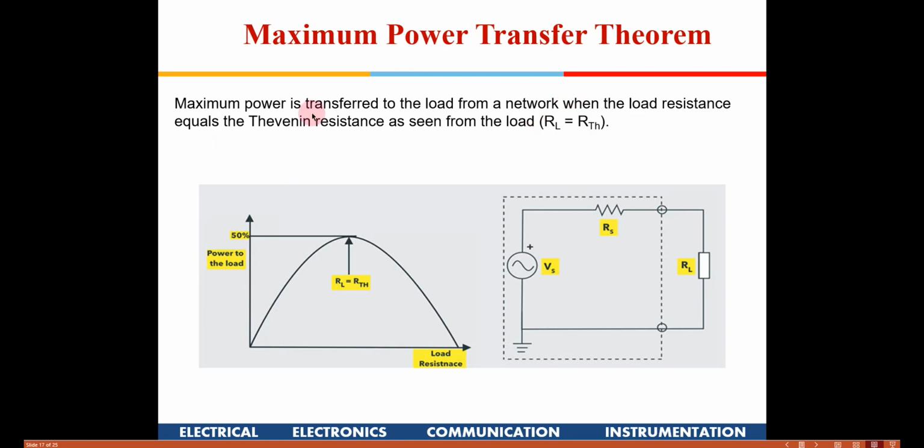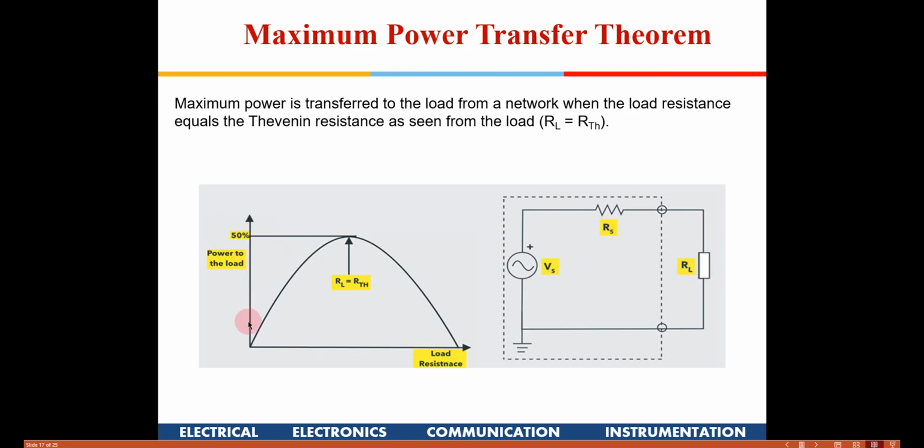Okay. Now the maximum power transfer theorem says that maximum power is transferred to the load from a network when the load resistance equals the Thevenin resistance. That is, there is a complex circuit, and we have represented it as Vs and Rs here, the Thevenin circuit. Now it says the maximum power available from the source to the load will be when Rs is equal to RL.